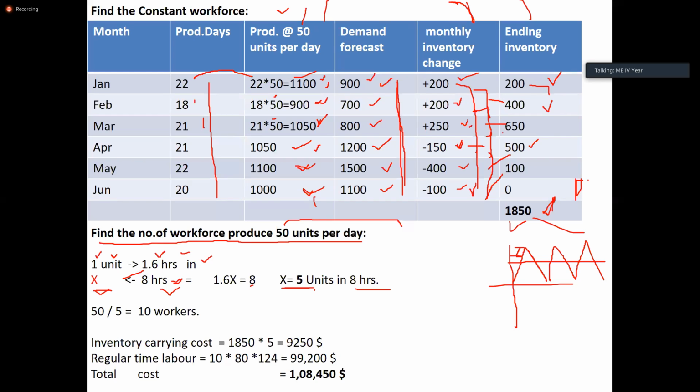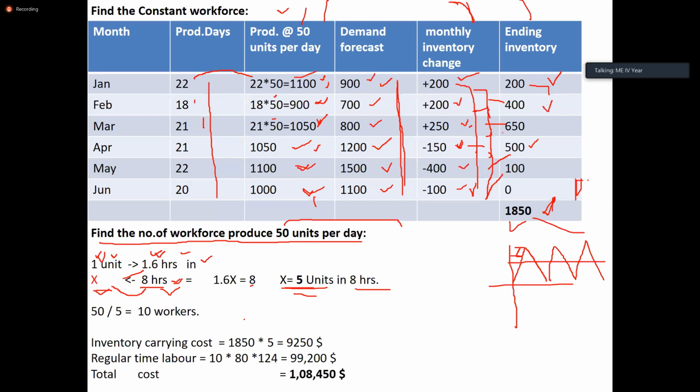Okay, you understood, or should I repeat once again? One unit production, the person is taking 1.6 hours time. If the person stays the complete day, it means the person works a maximum of 8 hours. How many products he can make, that is x. If you do cross multiply, you will get 5 units. It means a maximum a person can make 5 units per day.